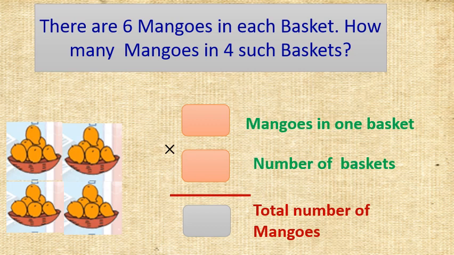Okay, then how many mangoes are there in one basket? 6. It is given, correct? And how many baskets are there? 4, right? Again we will go for 6 times table, that is 6 4s are 24. So there are 24 mangoes in 4 baskets, isn't it?